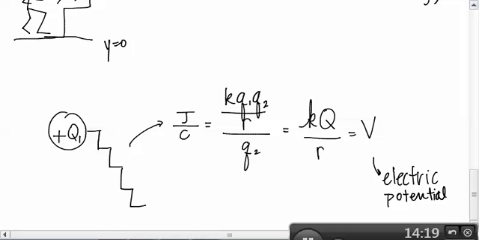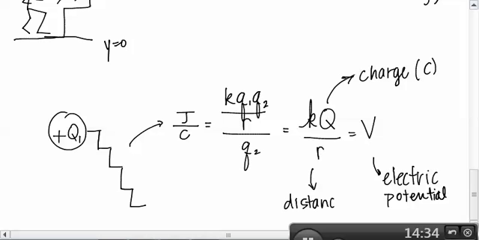Electric potential. This is the charge, measured in coulombs. This is the distance from the charge. So where is that stair step? And that would be in meters. k is Coulomb's constant, which is about 9 times 10 to the 9.